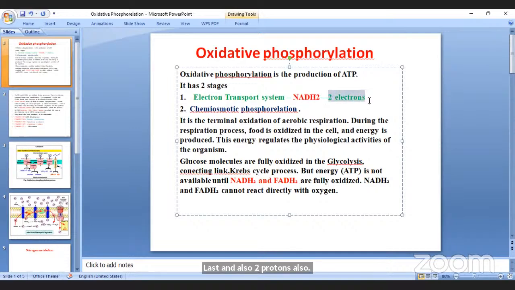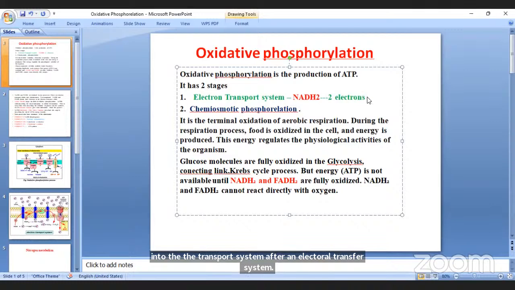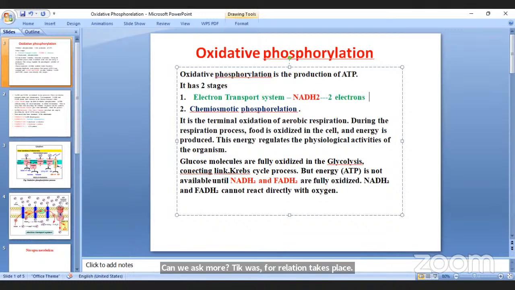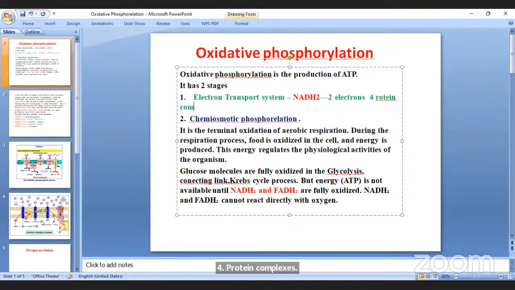So these electrons later enter into the electron transport system. After the electron transport system, chemiosmotic phosphorylation takes place. This electron transport system is carried out by a total of how many protein complexes? 4 protein complexes. Remember it. 4 protein complexes.